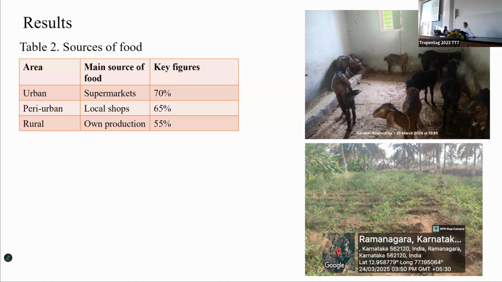So I think the question was, among the rural, if own production is delivering 55%, what is the next step? What is covering the 45%? The local shops. Among the five, for all the regions we had considered five sources, and then we were seeing which has the highest procurement for which region.